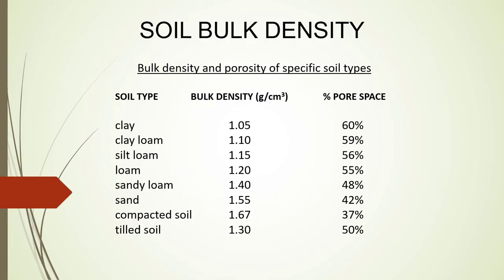So believe it or not, clay tends to have a low bulk density. It has a very high percentage of pore space, as we've already mentioned. Compacted soil, which is not the same as clay soil, sometimes clay is involved with compacted soil, is pretty high at 1.67, and you can see the pore space is 37% there. And when we do our bulk density lab, some people have very high organic matter in their soil, and believe it or not, your bulk density will actually be lower than 1.05 grams per centimeter cubed.